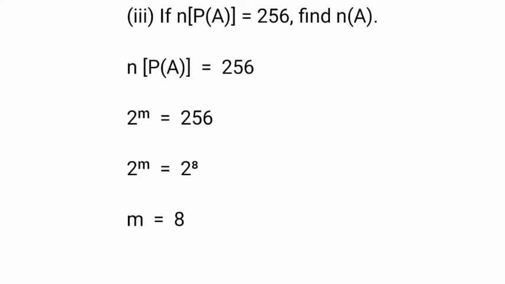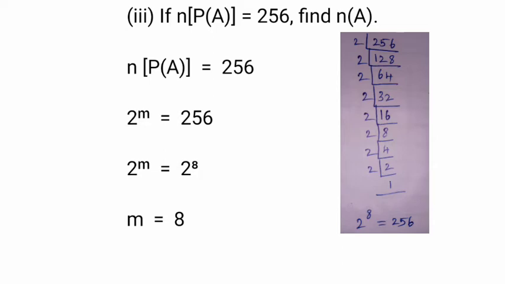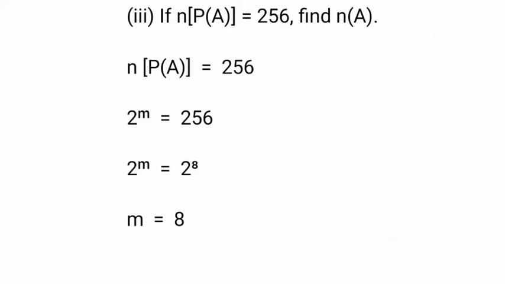Third one, if n of P of A equal to 256, then find n of A. So number of subsets is given, find number of elements of the set. Therefore n of P of A equal to 256. n of P of A equal to 2 power m. Therefore 2 power m equal to 256. We write 256 as 2 power 8. Therefore 2 power m equal to 2 power 8. What is m equal to? Bases are equal, powers also equal. Therefore m equal to 8. Therefore n of A equal to 8.